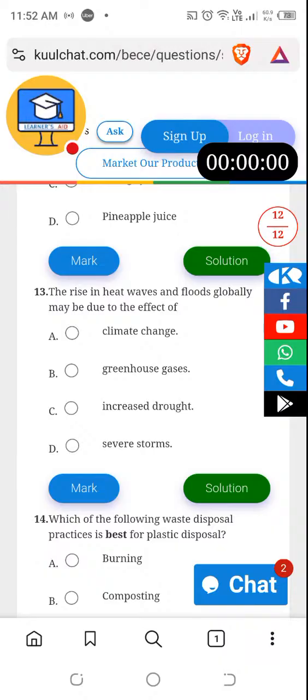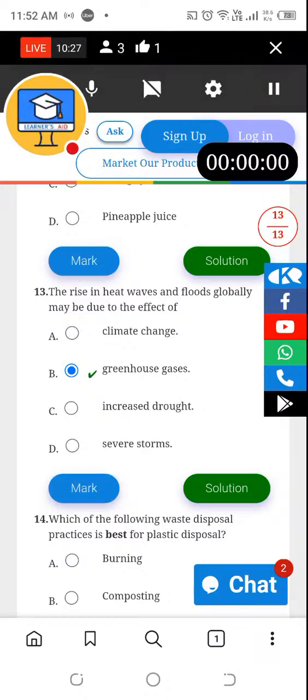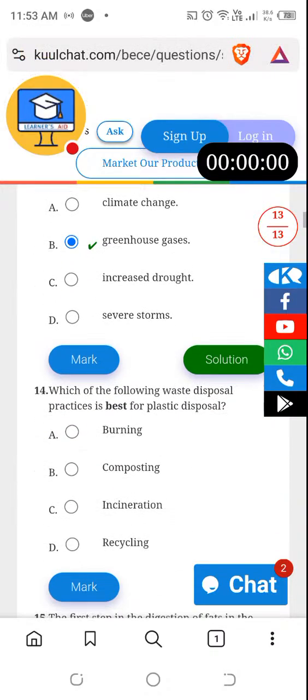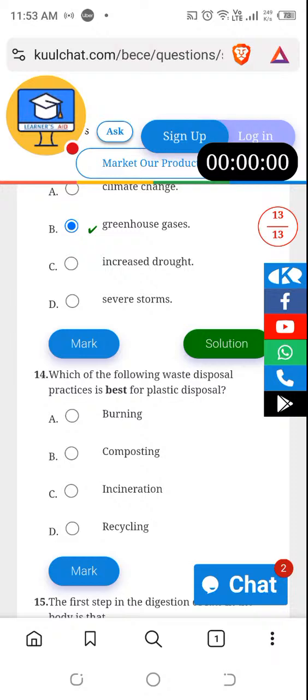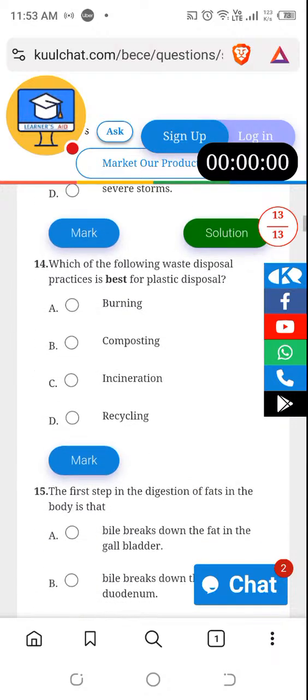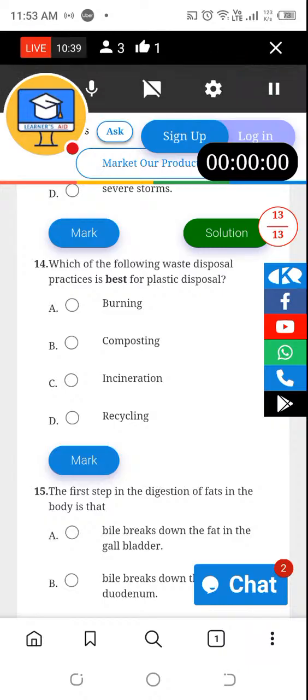The rise in heat waves and floods globally may be due to the effect of climate change, greenhouse gases. Mark. Next question. Which of the following waste disposal practices is best for plastic disposal?